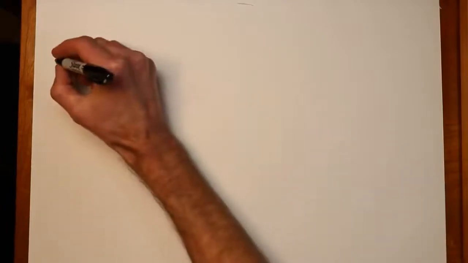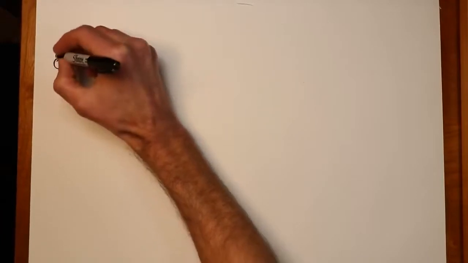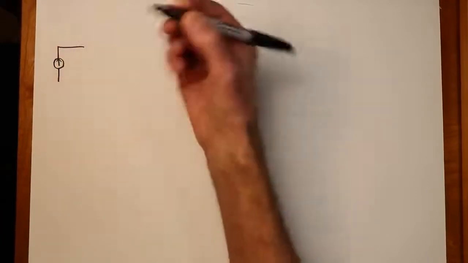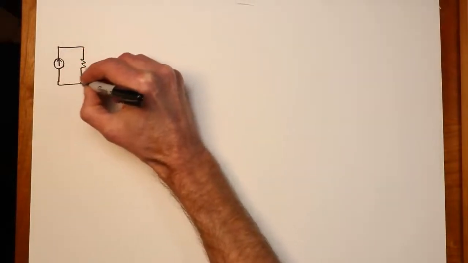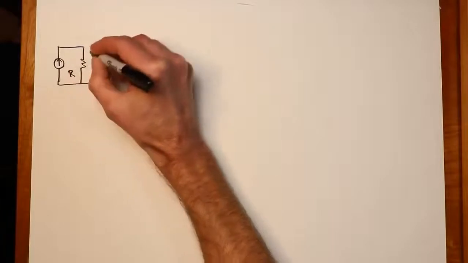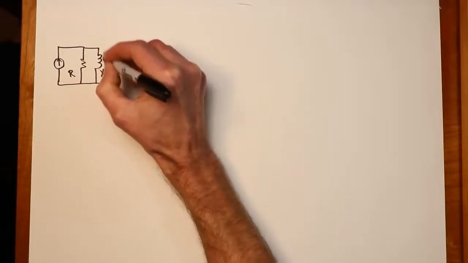Parallel resonance is similar in many respects, but there are some very important differences. In this case, we're going to start with a current source feeding an ideal system consisting of a resistor, an inductor, and a capacitor.